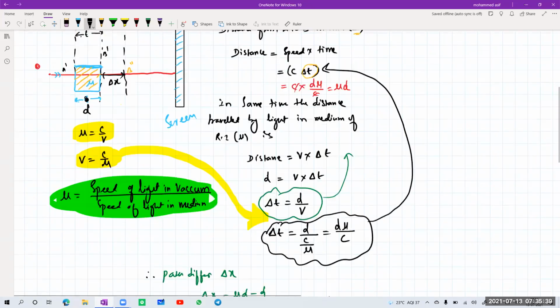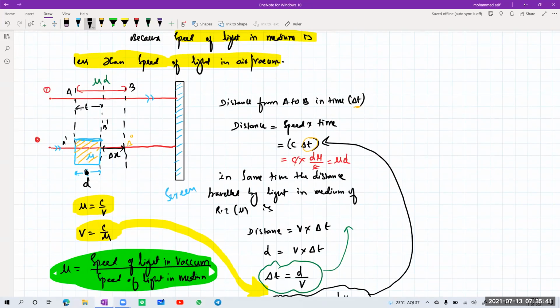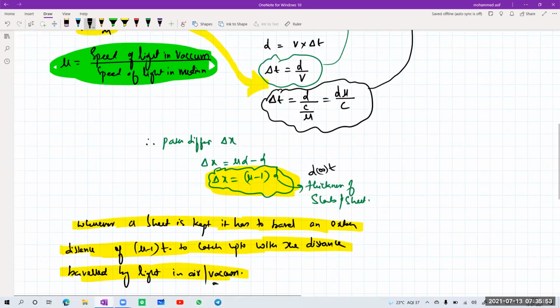Now what is the extra distance it needs to travel in the air so that this AB will be equal to A double dash B? For it to be equal, it needs to travel this extra distance. How do you calculate that extra distance? Extra distance is equal to distance traveled in air minus distance traveled in the medium. So it is mu into d minus d. So delta x is equal to mu minus 1 into d.